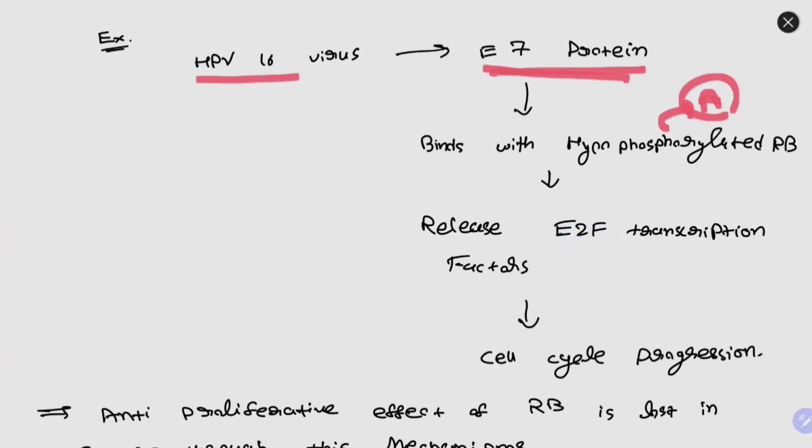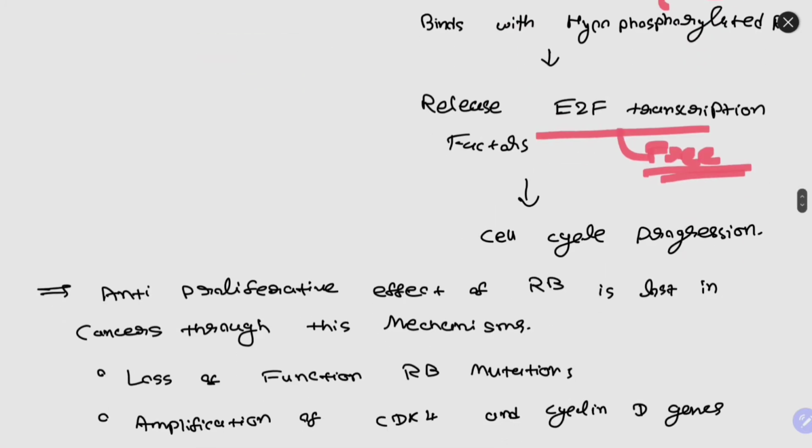Obviously RB is binding and inhibiting the E2F factors. As E7 is bound to the hypophosphorylated state, now the E2F transcription factor would be free, and as it is free, it would cause cell cycle progression from G1 to the S phase. The cell cycle will go from G1 to the S phase and would progress.